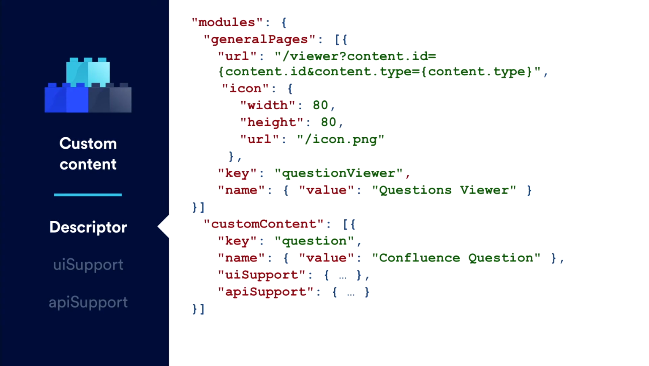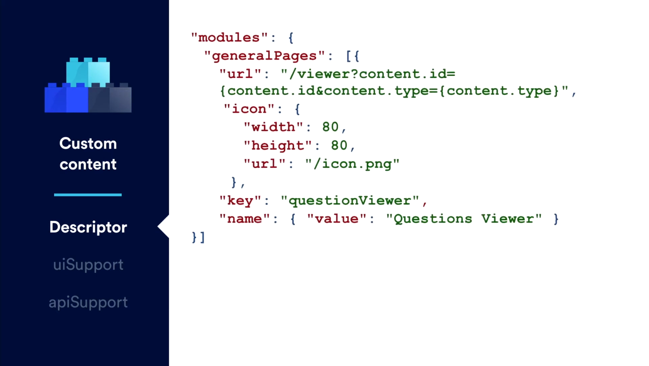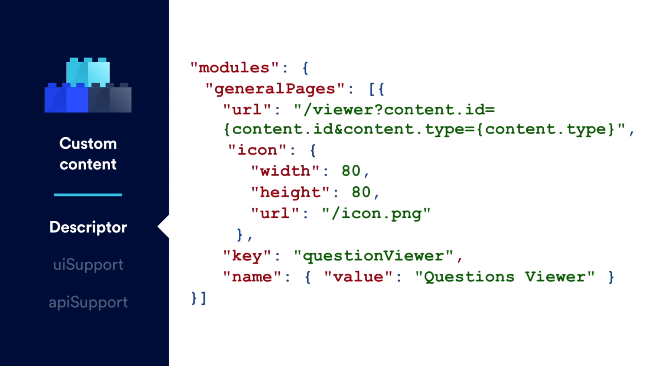So let's take a look at how questions are declared as custom content. You basically start by defining two modules within your descriptor, which is the JSON file used for your Connect add-on. So the first is the general pages module, and this provides a URL to the add-on's UI, which is visible whenever a user accesses a question, whether it's from a questions list or from search, for example. And this has been named here as Question Viewer.